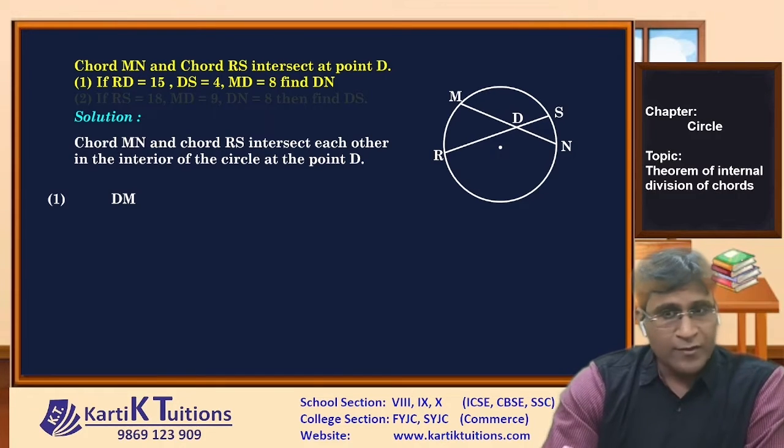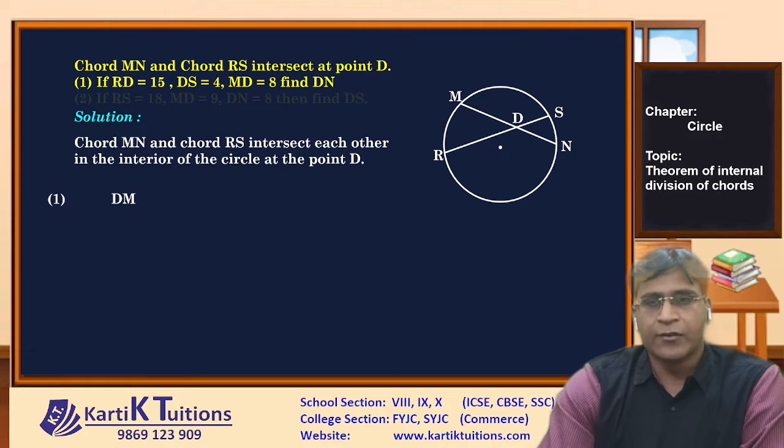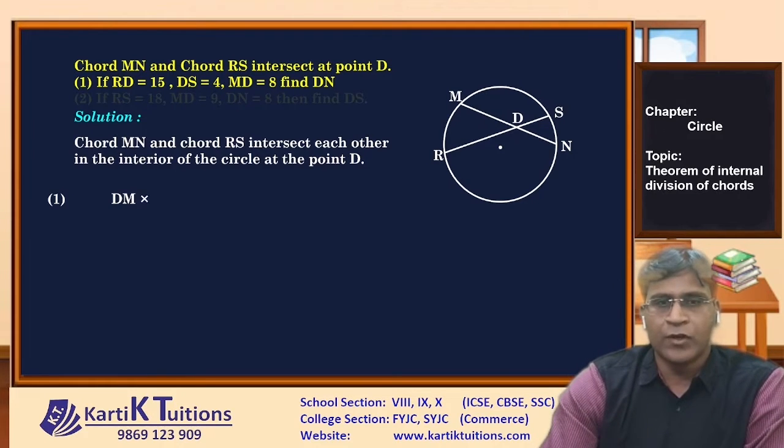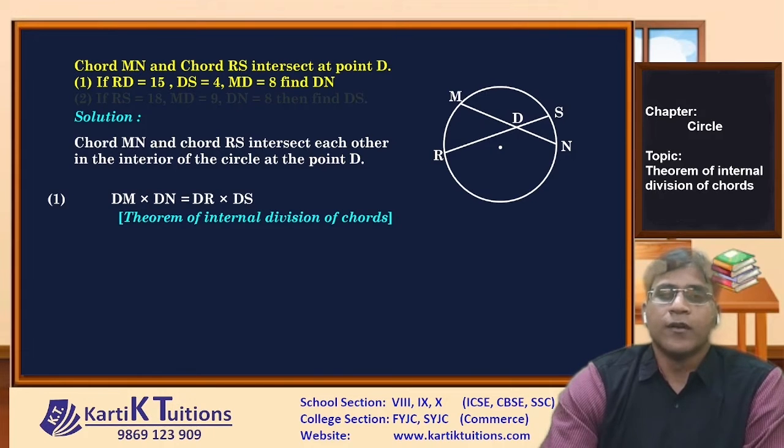Since both the chords are intersecting inside the circle, and we have just studied the theorem of internal division of chords, we get DM into DN is equal to DR into DS. And the reason is theorem of internal division of chords. Now let's substitute the values. DM is what?